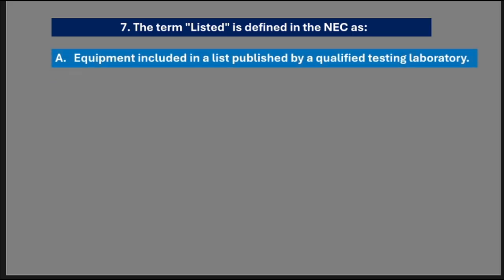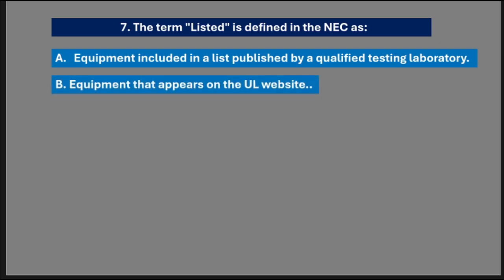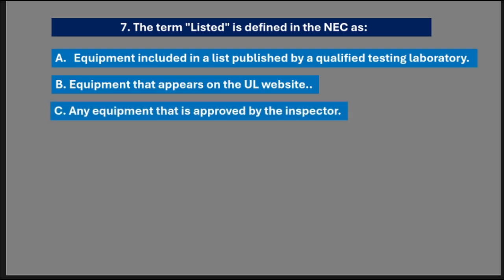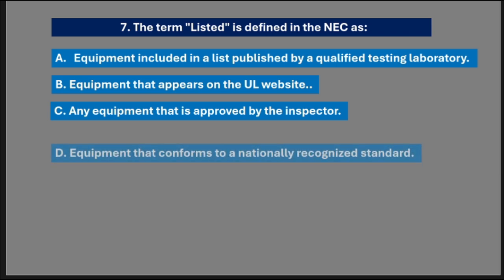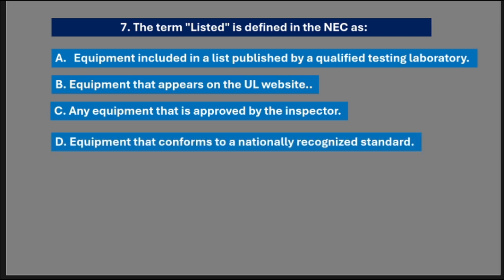Equipment included in a list published by a qualified testing laboratory. B. Equipment that appears on the UL website. C. Any equipment that is approved by the inspector. D. Equipment that conforms to a nationally recognized standard.